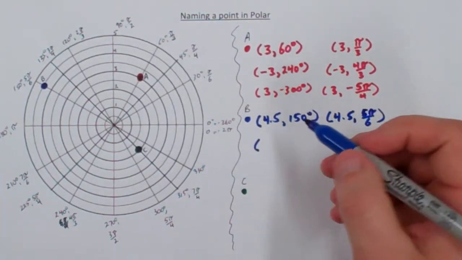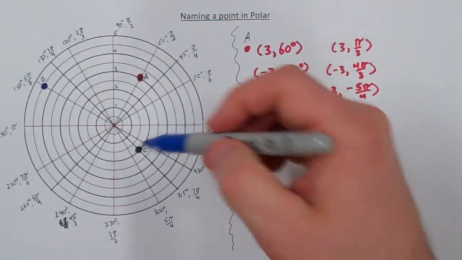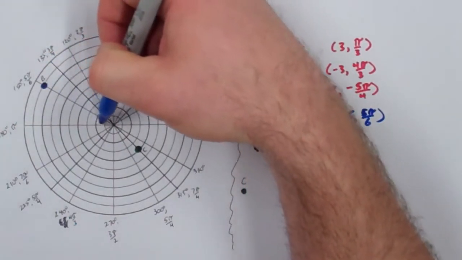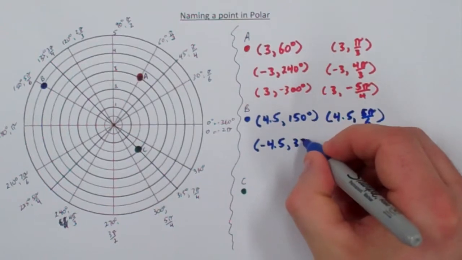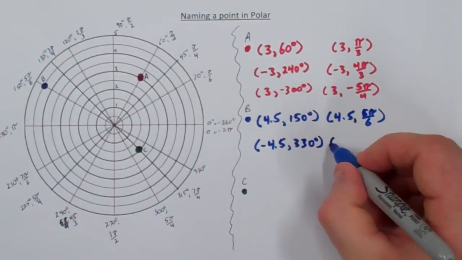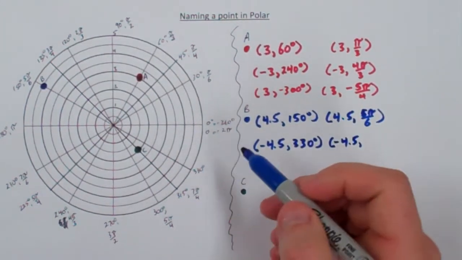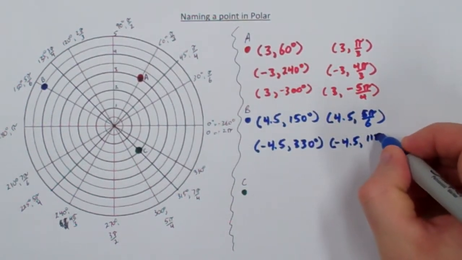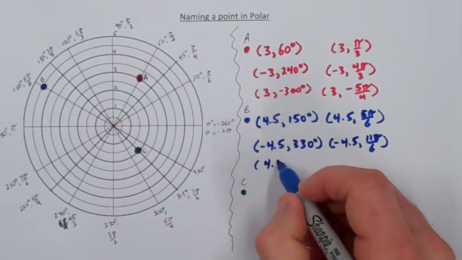Now we've got another way to do this. We want to put a negative radius in there. So whenever we have a negative radius, it means go in the opposite direction. So what we need to do is this 150, we're going to extend that line all the way across, and this is going to be 330. Again, a nice easy trick is just to add 180 to that original one. So we've got negative 4.5 and then 330, and it looks like I didn't put that on here, but it's 11 pi over 6. There we are.